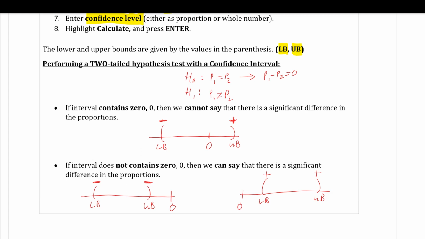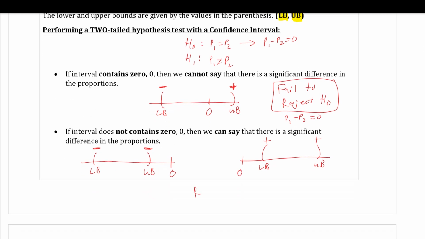So in this first case, we fail to reject the null hypothesis, right? We basically say that the difference between P1 and P2 is quite possibly 0 because it wasn't outside of that interval. And in these two cases, we would reject the null hypothesis. We would reject that the difference is 0 because we were quite confident that 0 is not inside those intervals. All right, let's do an example.